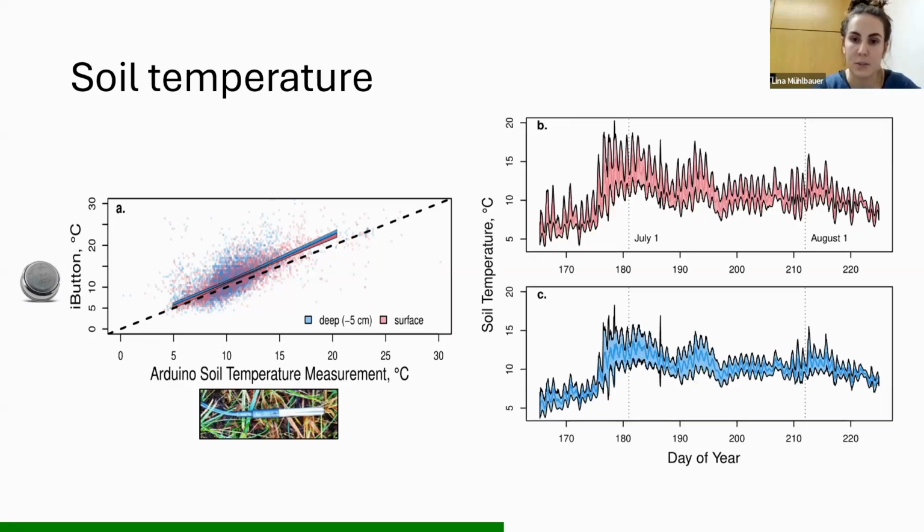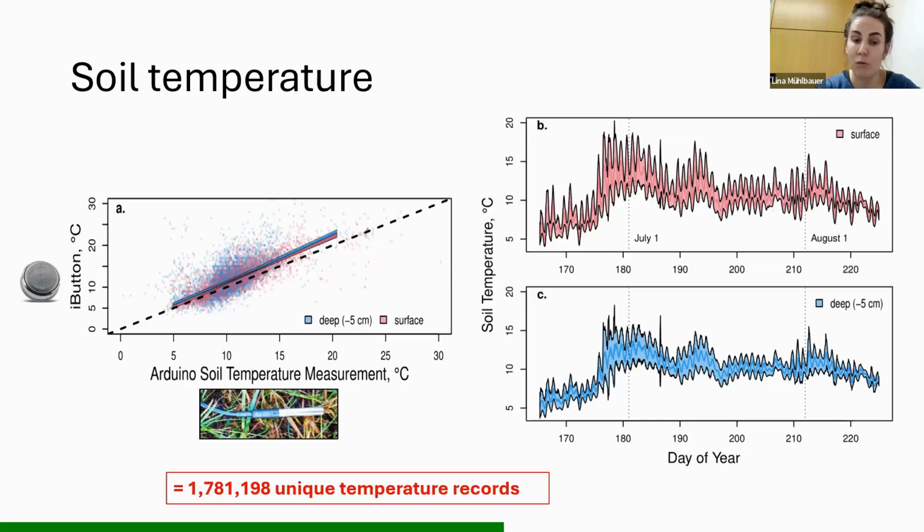What you can see on the right is the soil temperature against day of year. So it's basically a time series of the temperatures, and it makes some sense. You have a pretty normal time series of temperature. And in total, we were able to collect over 1 million unique temperature records.